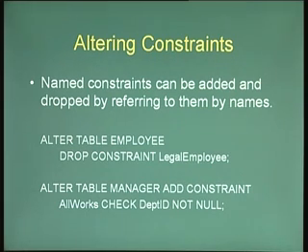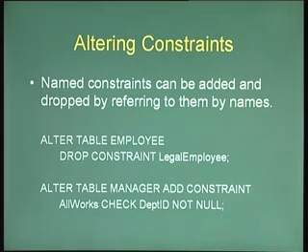Similarly, the second alter statement shows how a new named constraint can be added to the table at any later point in time. That is, alter table manager and add constraint, the constraint name is called all works, and check that department ID is not null. That is, check to see that for all the manager tuples in this manager relation, the department ID, the corresponding department which they have to manage, is not null. That is, there is no such manager who is not managing a department.